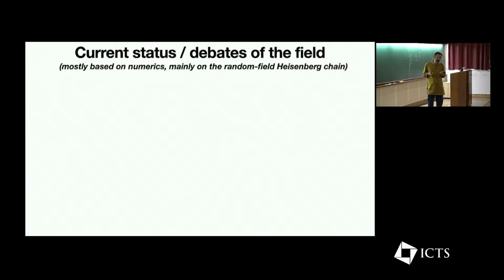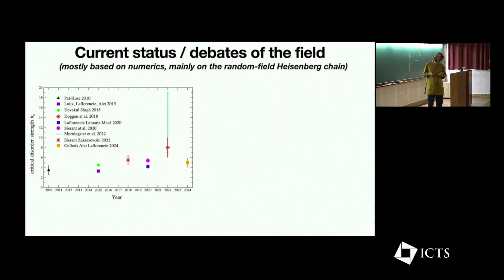So, of course, on that, there are important debates. And here, I cannot resist showing you this: how the estimate of the critical disorder strength for the Heisenberg chain in a random field has evolved along the years. You see, on that scale, it goes from 0 to 20. This is reasonable, I would say, within error bars, except a few outliers.